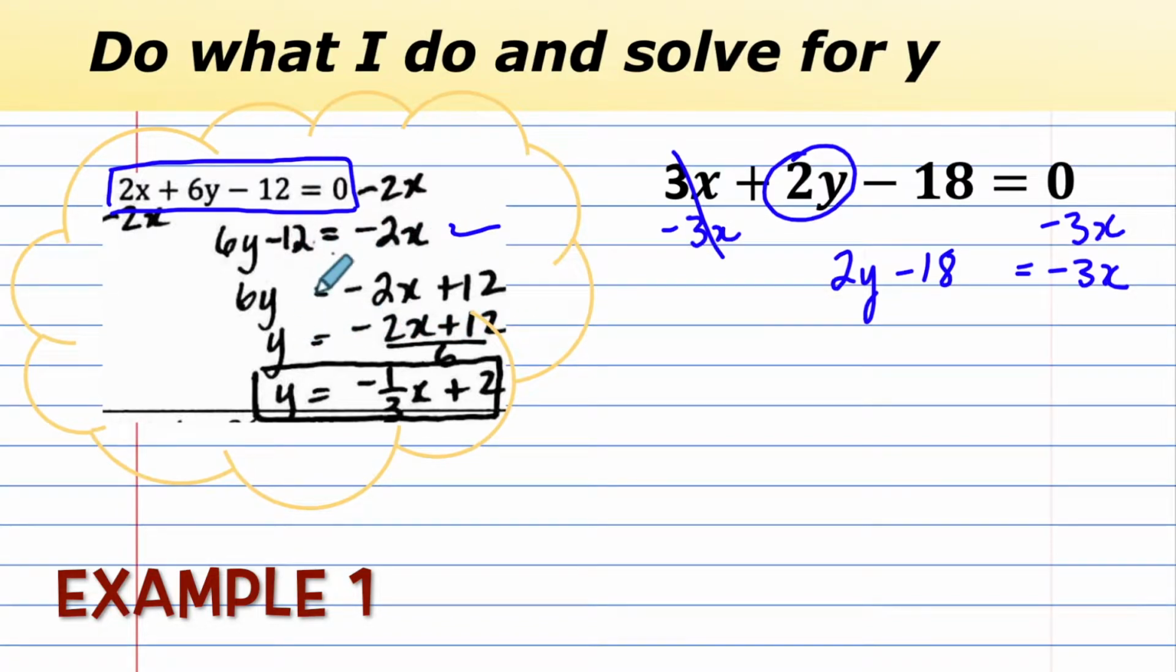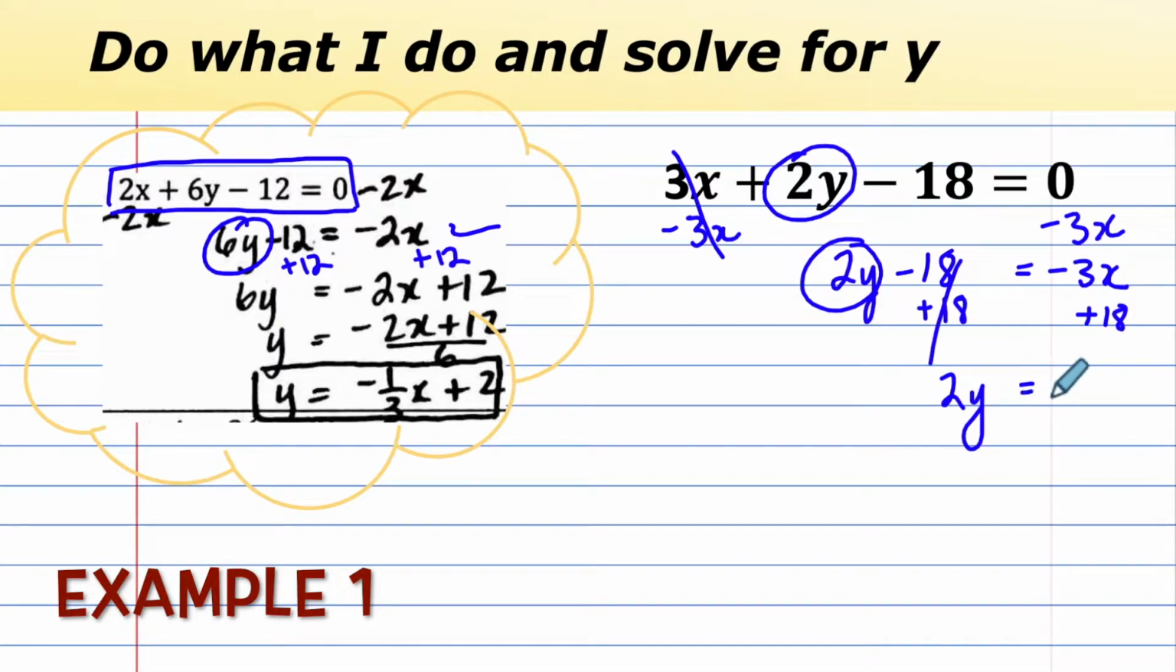And now what happened? Looks like 6y appears by itself by adding 12 both sides. We'll do the same thing over here. Add 18 both sides. 2y is equal to negative 3x plus 18.